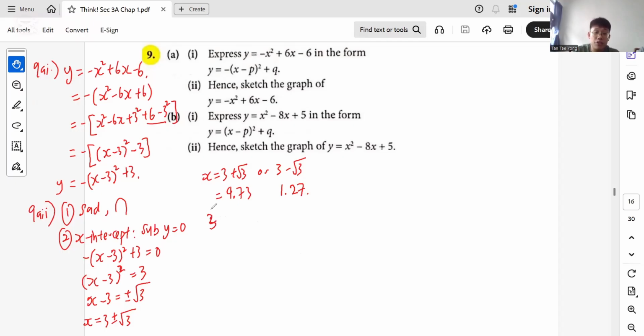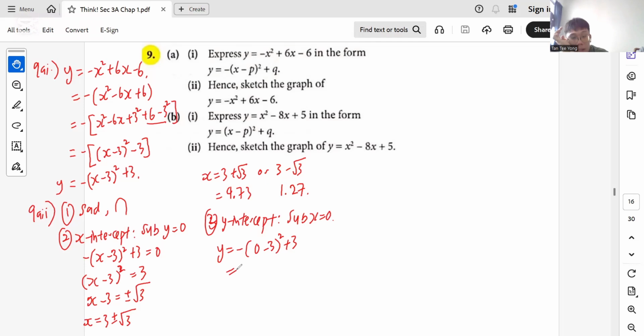Then point number 3, the y-intercept. So the y-intercept is sub x equals 0. So y equals negative (0 minus 3) squared plus 3. So this one is negative 9 plus 3, negative 6. So negative 6. Then the fourth one, the turning point. So the turning point here is (3, 3). So now that's it.